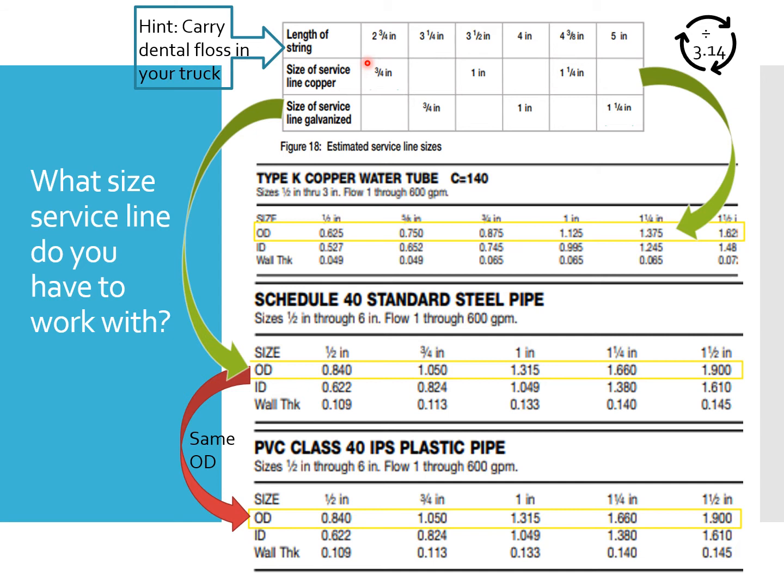The other thing I wanted to point out is that because they only have galvanized and copper on here, the OD for standard steel pipe or galvanized pipe is going to be the same OD for plastic pipe. So it isn't that they forgot it, it's that it's not needed because they're both the same, but it's not pointed out real great in the manual that way.